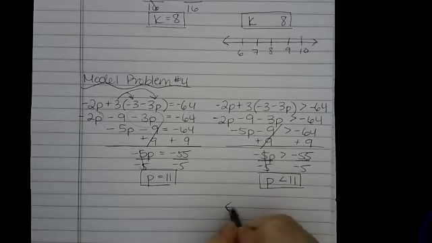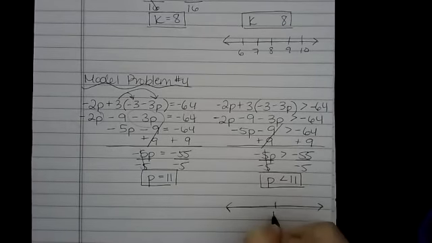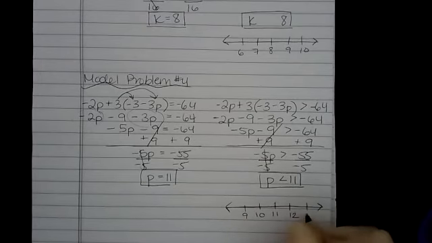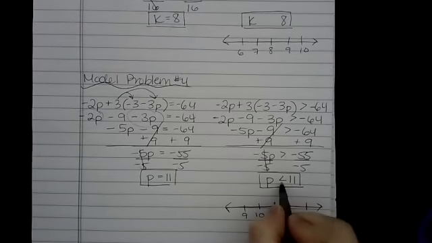And of course, I'm not done. I have to graph it with 11, 10, 9, 12, 13. And that is an open circle since there's no line underneath it.